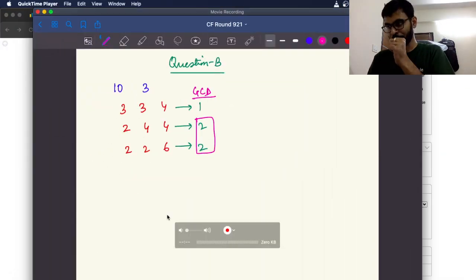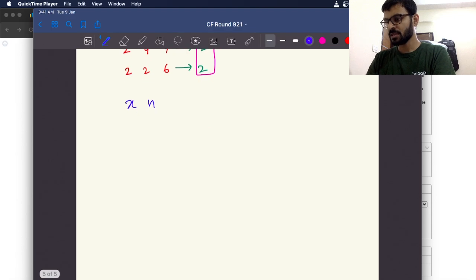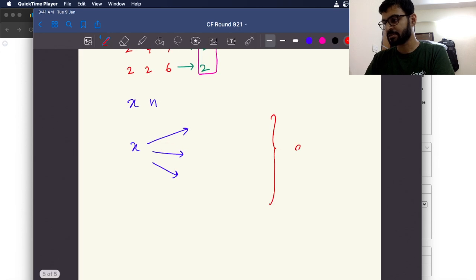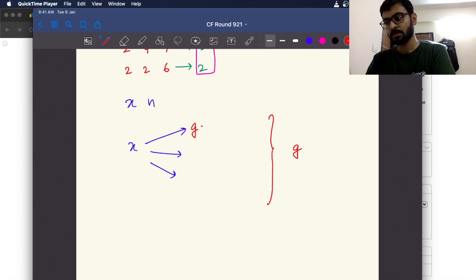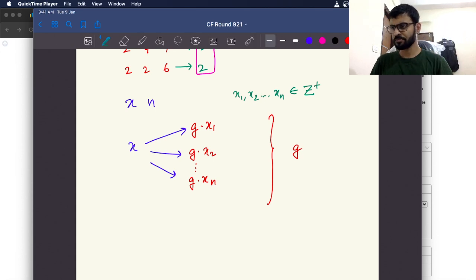What I did was that, hey, you have x and you have n. So definitely, you have been asked to divide x into n possible numbers. So some GCD is expected. So this will be something like g into x1, g into x2 dot dot dot, g into xn. What are x1, x2 up to xn? These are positive integers. That means greater than or equal to 1. Okay, and hence the GCD is actually g, and this g I have to maximize.